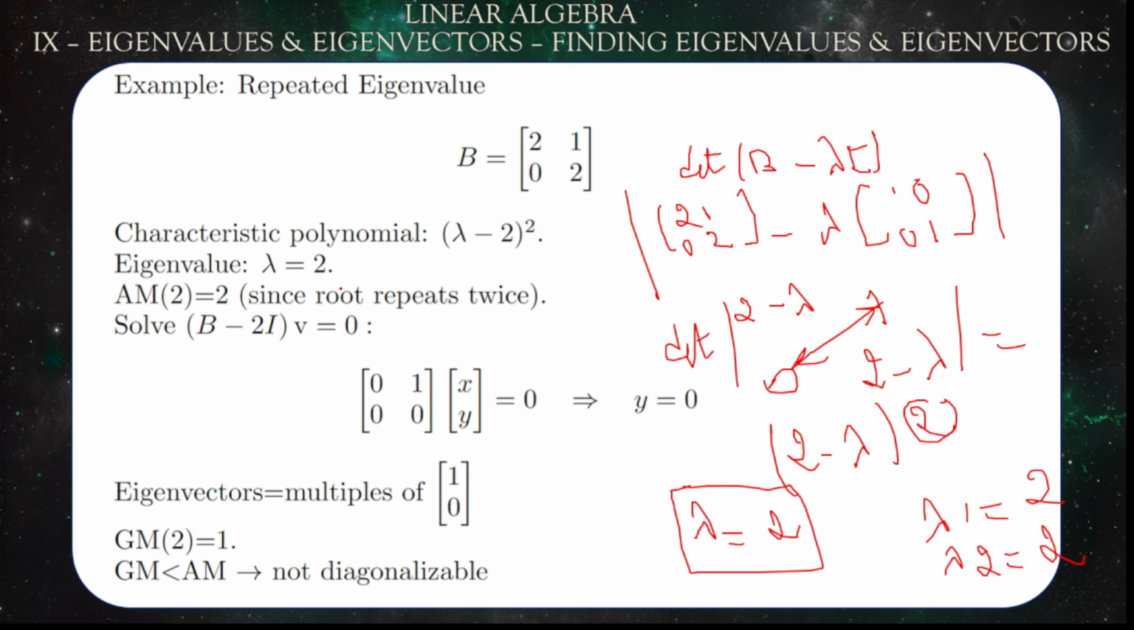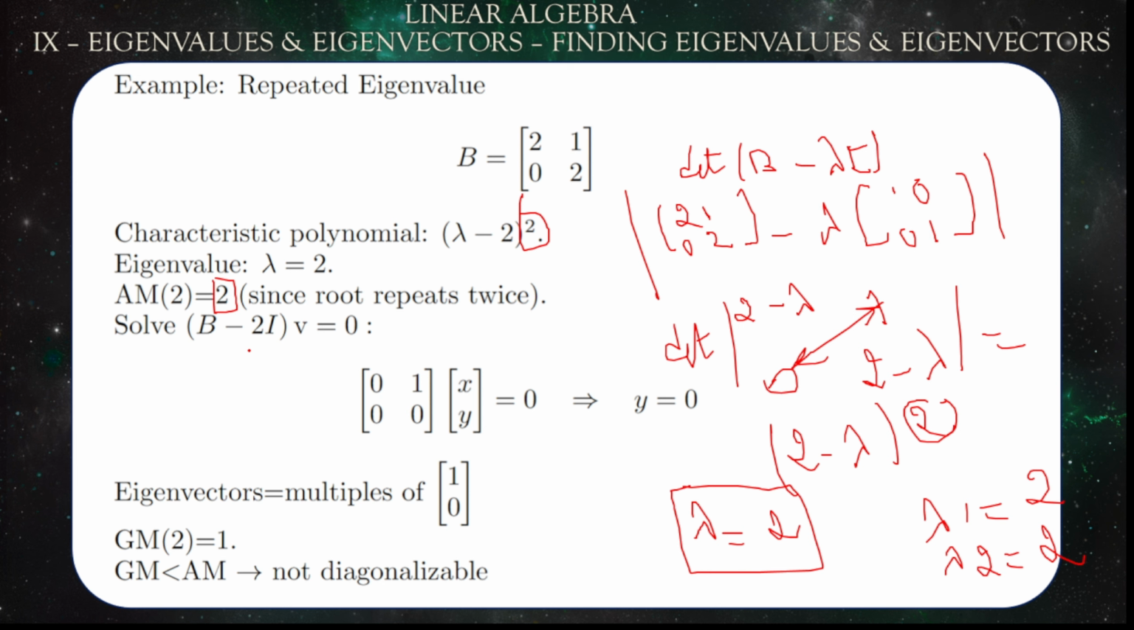This is the eigenvalue. Since it is repeated, since you have it twice, and since the power of this is 2, hence the algebraic multiplicity of lambda equal 2, AM2, is equal to 2, since the root repeats twice, due to the fact that we have this power of 2 here.